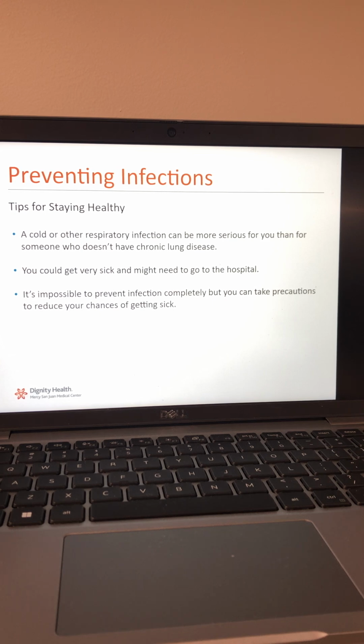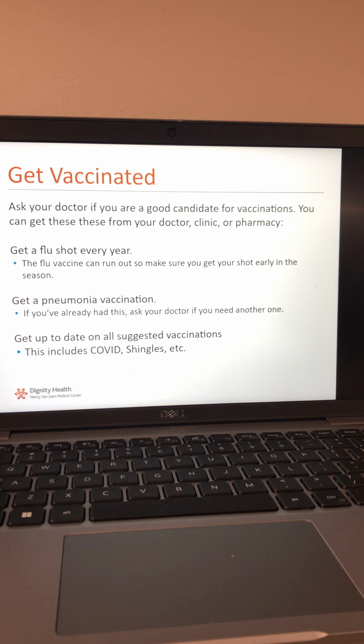It's impossible to prevent infection completely, but you can take precautions to reduce your chances of getting sick. So that includes getting vaccinated, and you're going to ask your doctor if you're a good candidate for vaccinations. You can get these from your doctor, clinic, or pharmacy. You want to get a flu shot. You want to get the pneumonia vaccine. You want to get up to date on all suggested vaccines: COVID, shingles, RSV. RSV should be up there with pneumonia and flu.